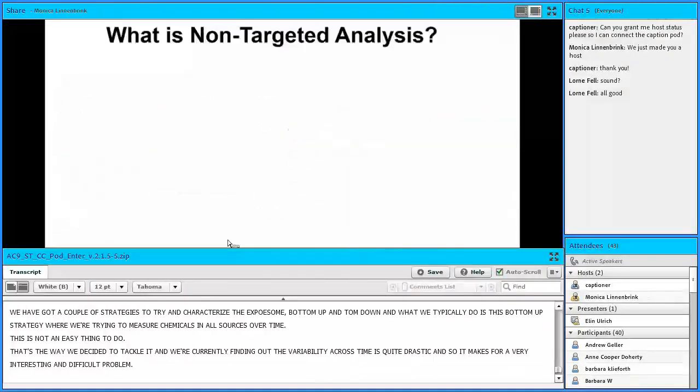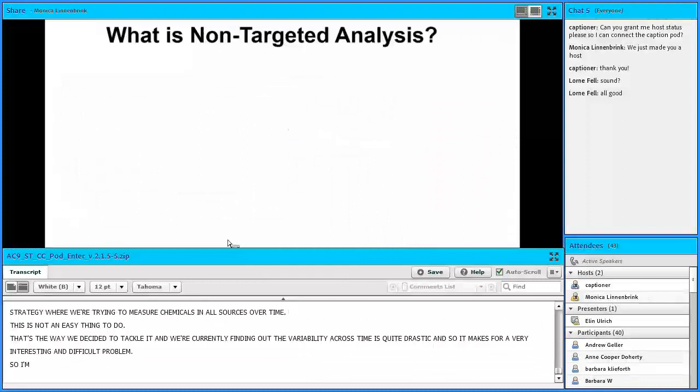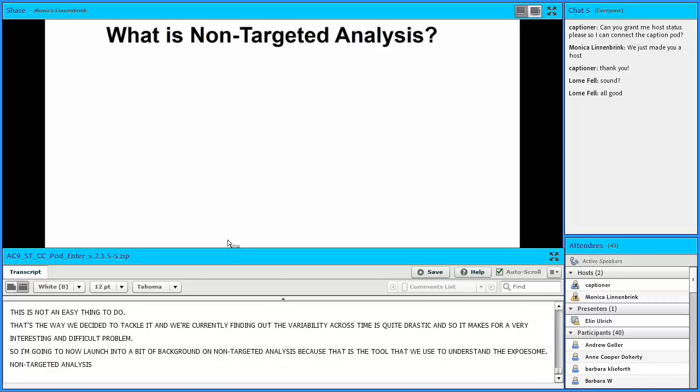So I'm going to now launch into a little bit of background on non-targeted analysis, because that is the tool that we use to understand the exposome. And non-targeted analysis is a chemical analysis technique. The way we approach it is using liquid chromatography with high-resolution mass spectrometry, and we'll talk about that a little bit more as we go along.